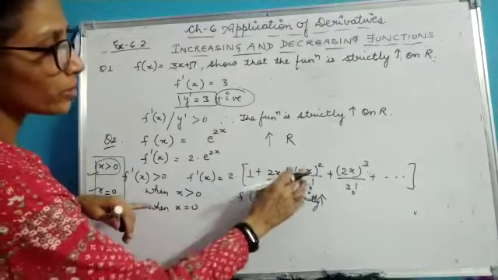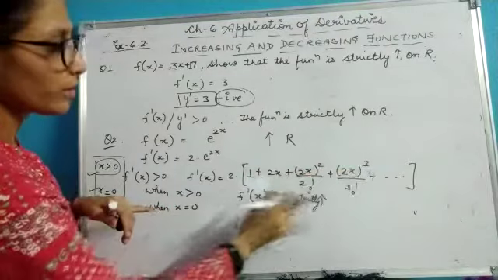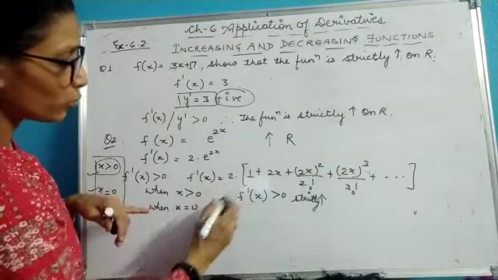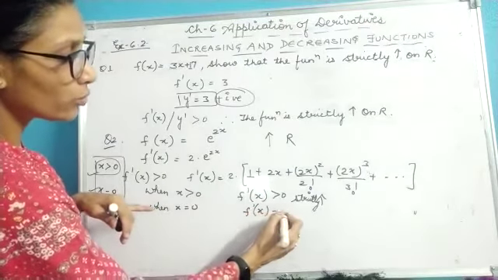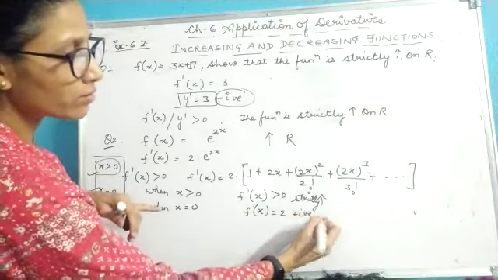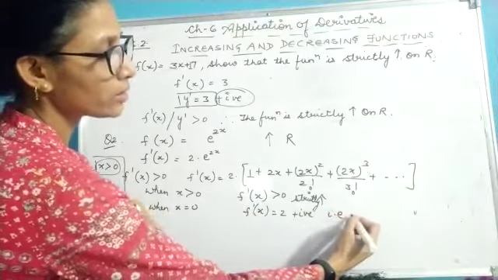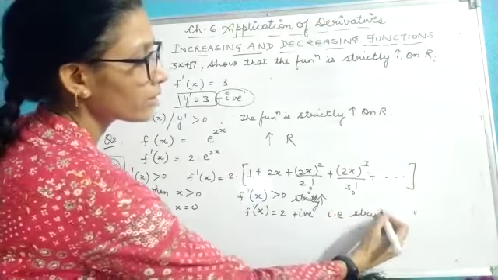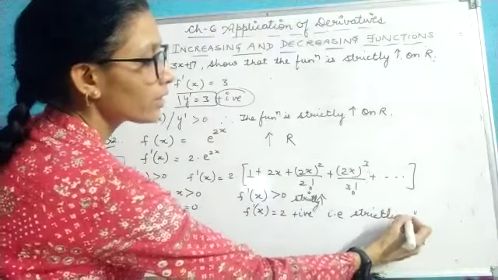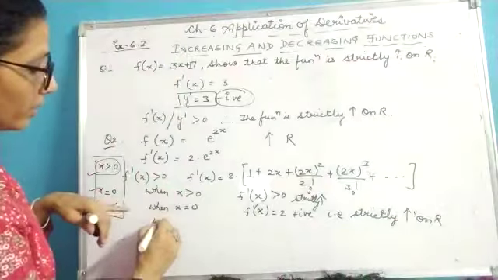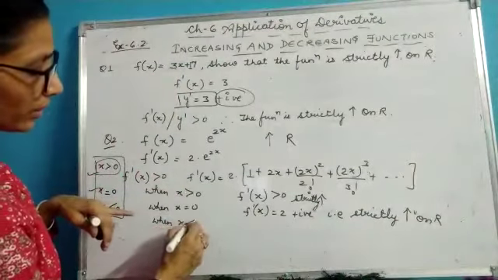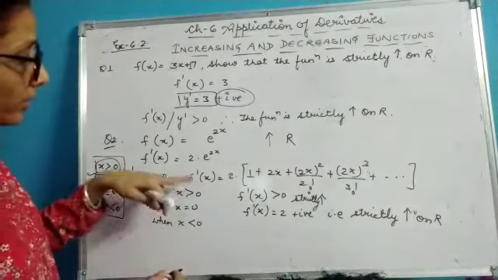When x is 0, then these terms will vanish and I will be getting just 2 into 1. So I am getting here my f dash x equal to 2, which is again a positive value. That is, it is strictly increasing on R here.